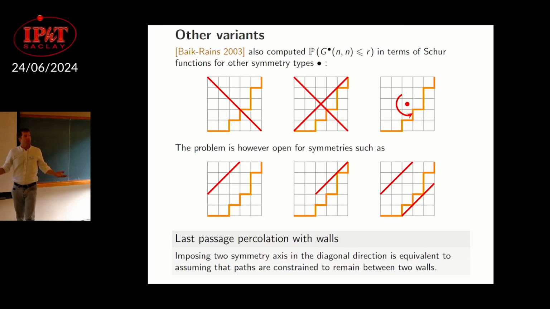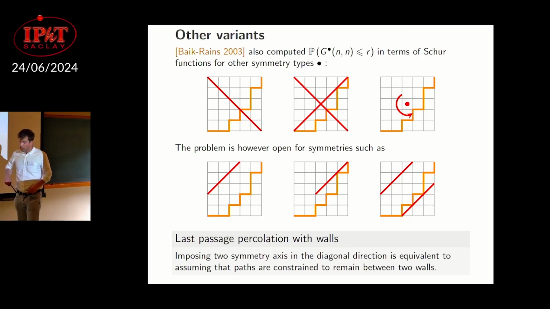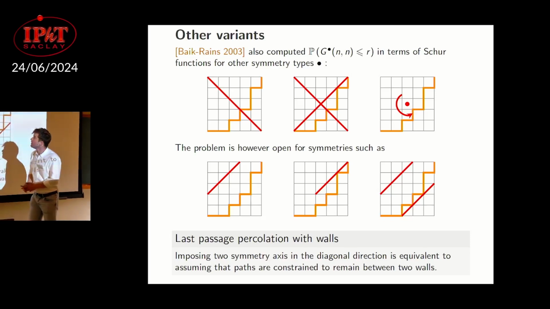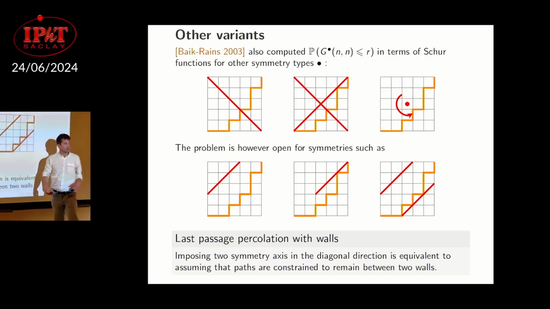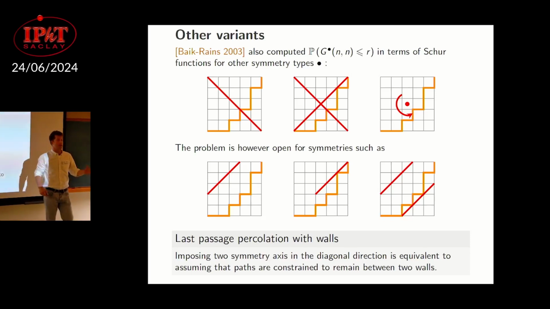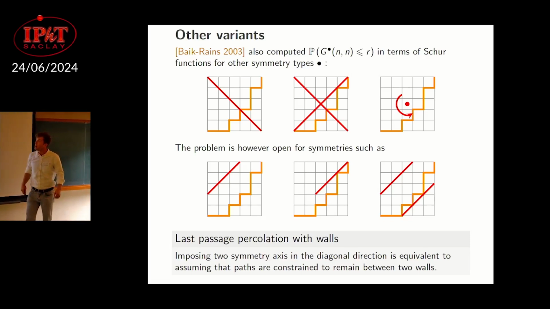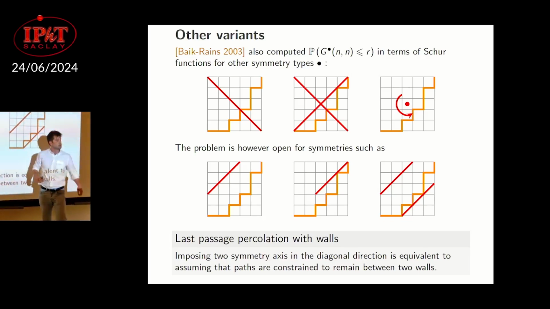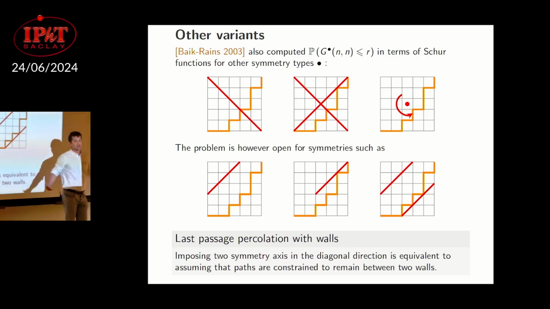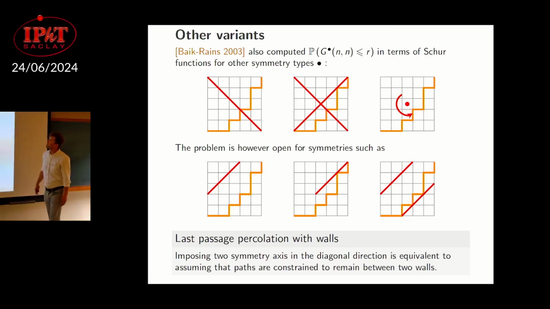But there are many other ways that one can impose symmetries on the matrix of weights. One way, for instance, would be to consider a symmetry axis, but in the other direction. And Baik and Rains also did that, and they also found a formula for G_{N,M} in terms of symmetric polynomials. And then they continued. They also looked at what happens when we have two axes of symmetry. And again, there is a nice answer in terms of symmetric polynomials.